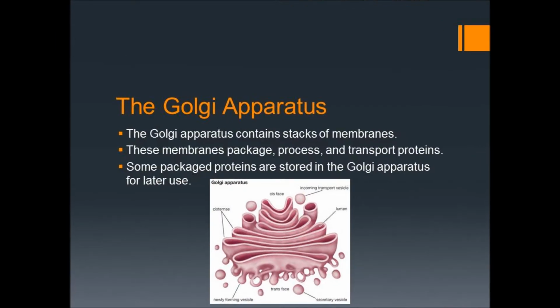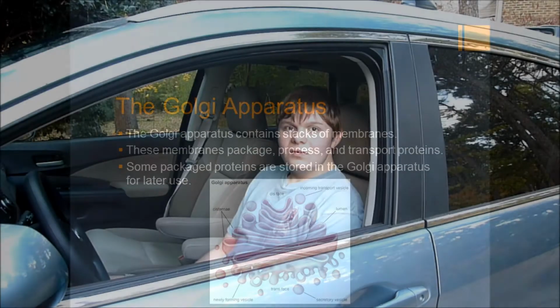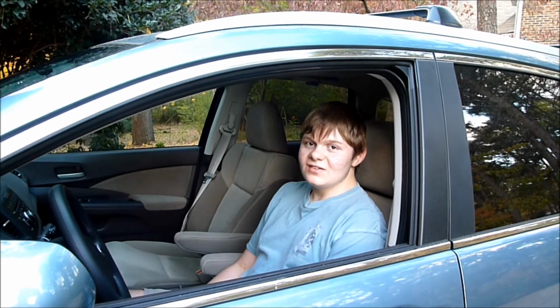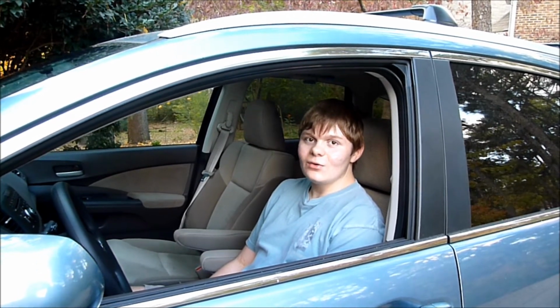The Golgi apparatus contains stacks of membranes which package, process, and transport proteins. Some packaged proteins are stored in the Golgi apparatus for later use. The Golgi apparatus packages, modifies, and transports proteins, which is similar to the cars because they move things to and from the house.